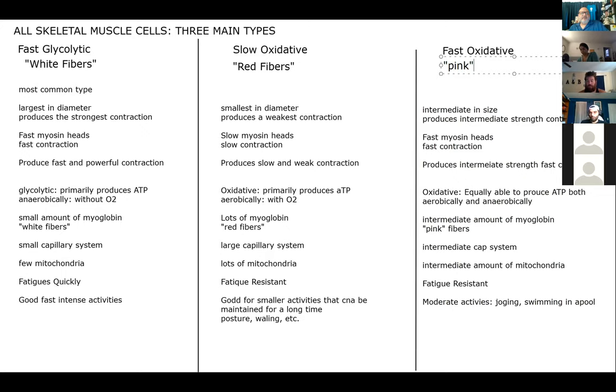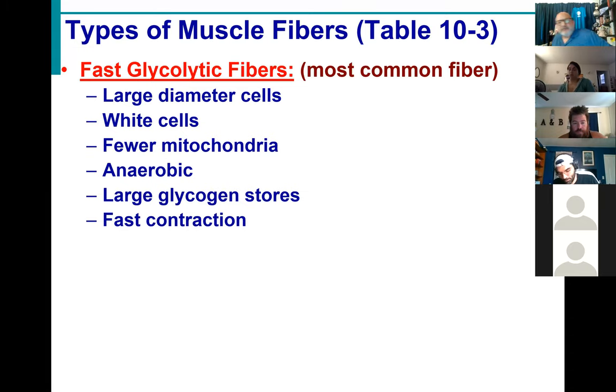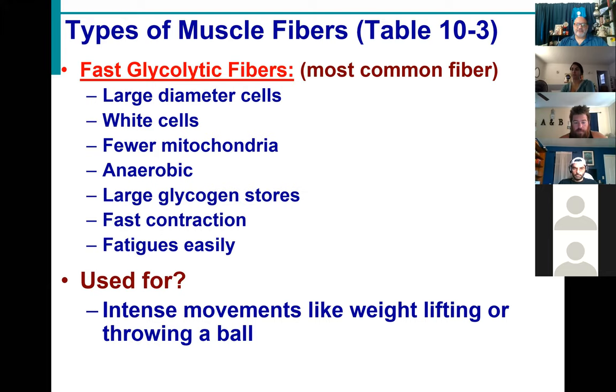All right, we've done this here. Let's go back here. So our fast glycolytic, the most common type, large in diameter. These are our white cells because they have very little myoglobin inside of them. Few mitochondria, produce their ATP anaerobically. Fast contraction. And just like that Hummer, if you're not going to be efficient, if you only get 2 miles to a gallon, you can't get away with a 10-gallon tank, right? Does a Hummer have a 10-gallon gas can? No, absolutely not. You wouldn't be able to get from gas station to gas station. So we need a big fuel supply if you're not going to be able to produce ATP efficiently. And like we talked about, this is good for fast, intense movements that are not maintained.